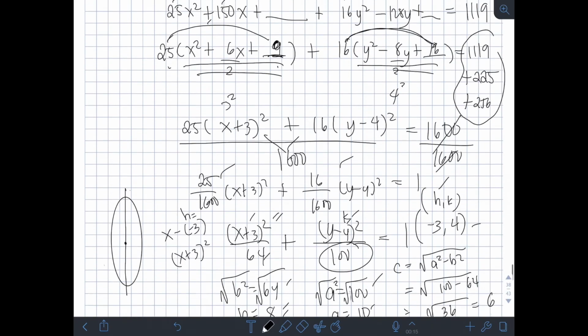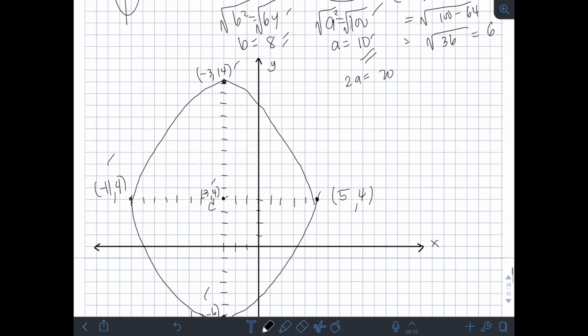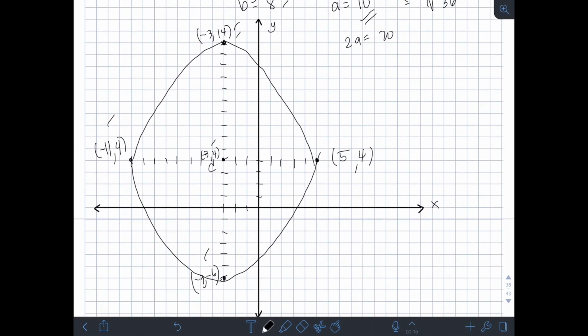So, ang required sa problem is ang vertices niya, foci, extremities of the minor axis. So, sa vertices, nakuha na natin, right? Itong negative 3, 14, tsaka negative 3, 6. Tapos, yung endpoints or extremities ng minor axis, itong 5, 4, at negative 11, 4.